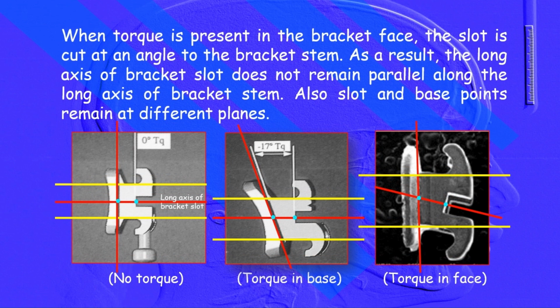Look at the last picture. In that bracket, the torque is built in the face of the bracket. When torque is built in the bracket face, the slot is cut at an angle to the bracket stem. As a result, the long axis of the bracket slot does not remain parallel along the long axis of the bracket stem. Also, the slot and base points remain at different planes.